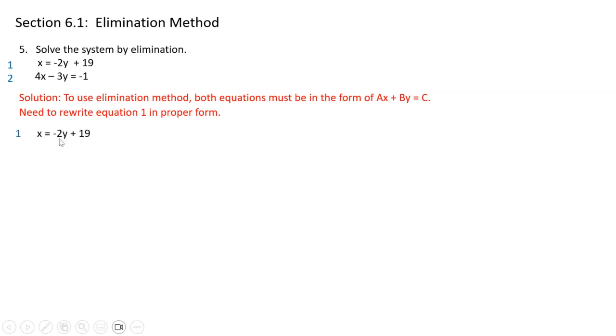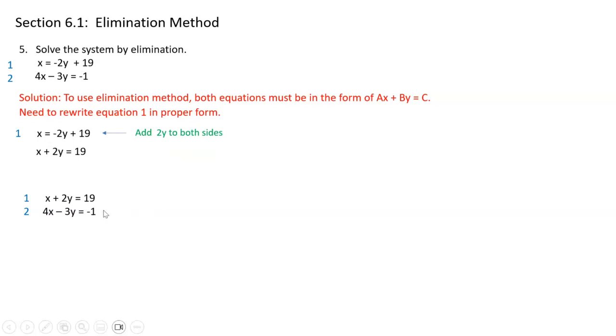So I'm going to add 2y to both sides, because the x and the y are on the left side, and the c, the constant, is on the right side. So the negative 2y must go to the left side. So I'm going to add 2y to both sides. That will give us x plus 2y equals 19. So equation 1 is now in proper form.